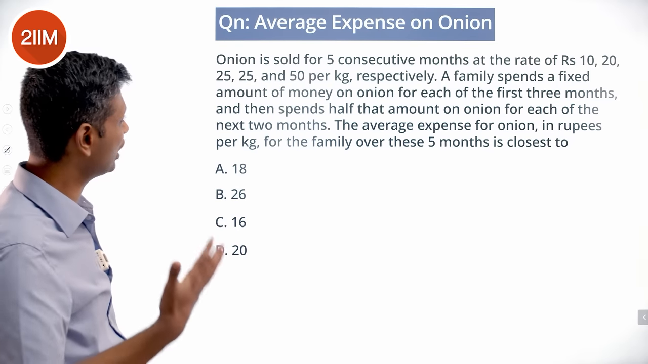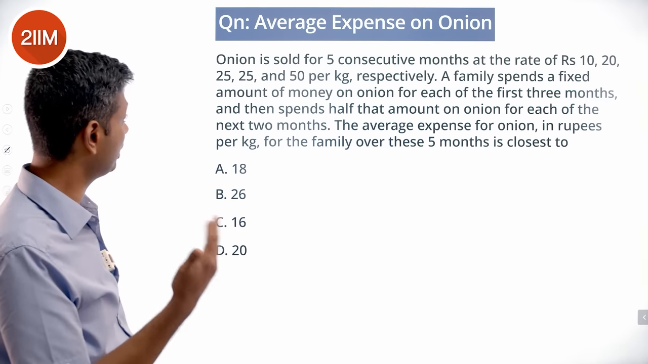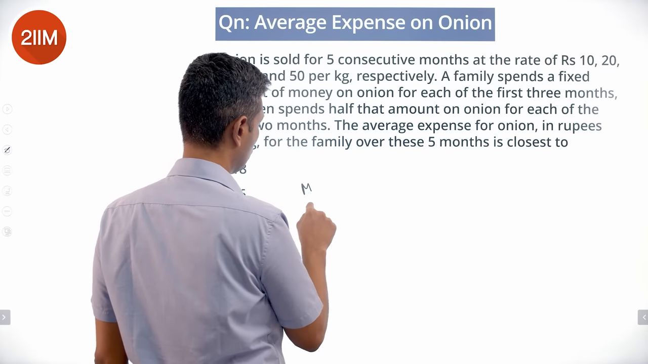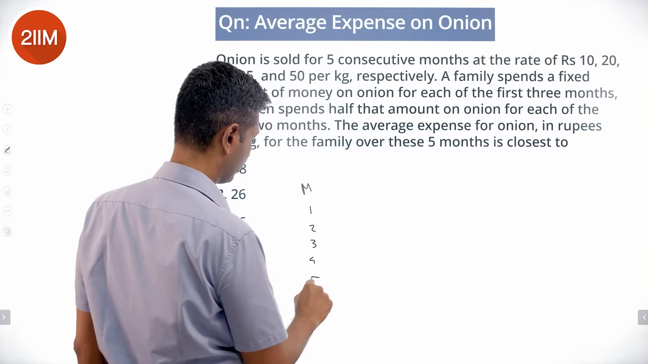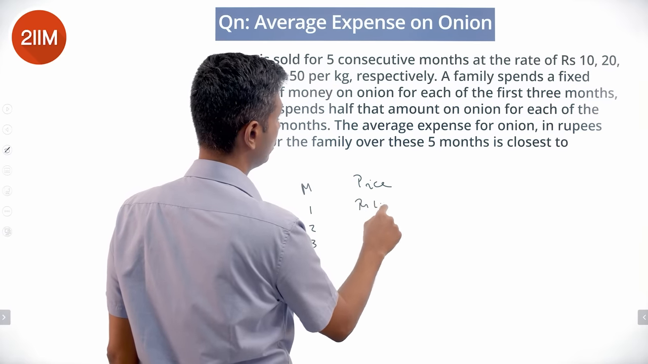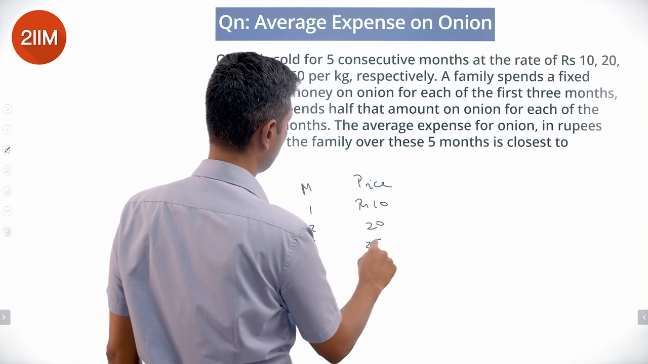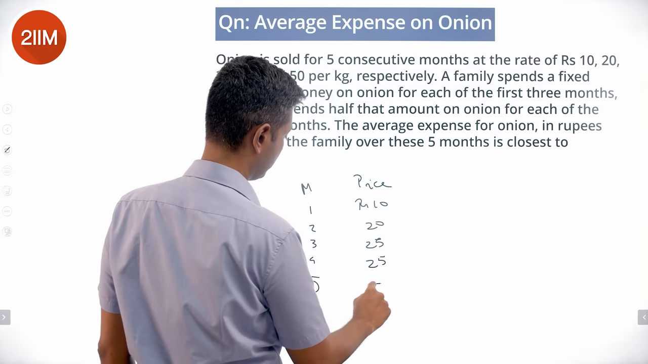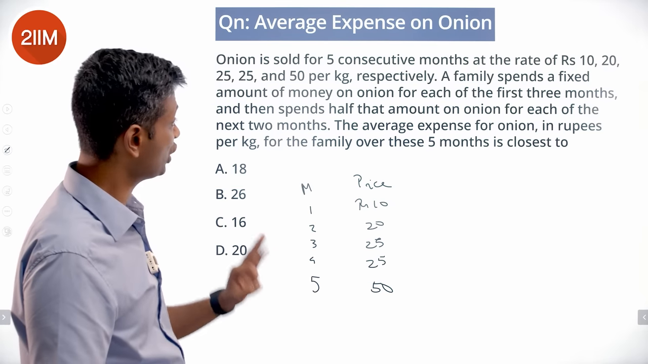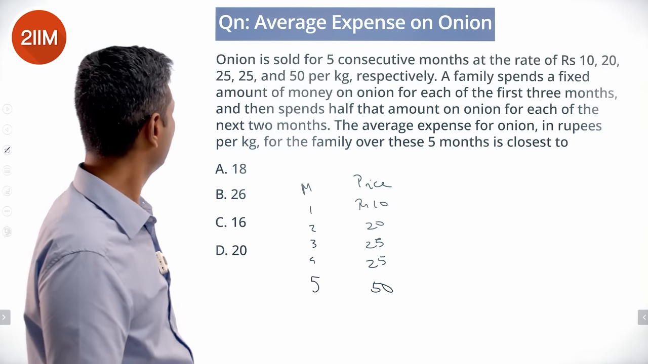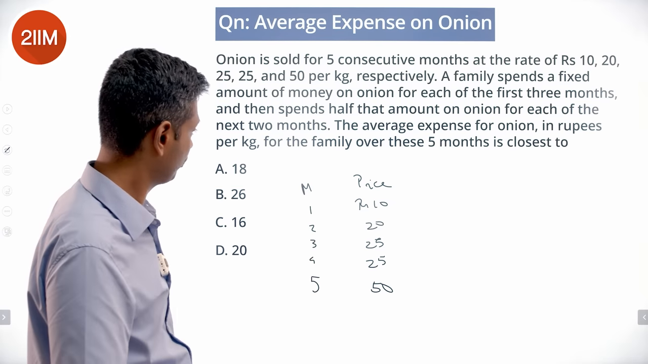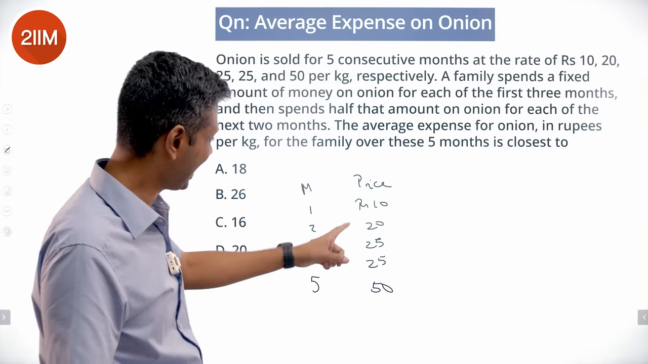Onion is sold for 5 consecutive months at the rate of 10, 20, 25, 25, and 50, respectively. So, month 1, 2, 3, 4, 5. Price is rupees 10, 20, 25, 25, and 50. A family spends a fixed amount of money on onion for each of the first 3 months, then spends half that amount on onion for each of the next 2 months. Nice. Same amount and then half that amount.